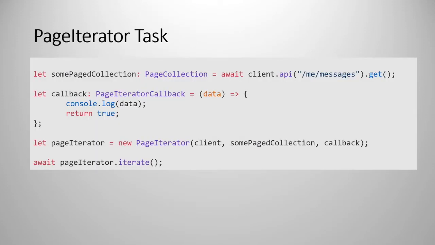It's a little easier to see it as a concrete example. APIs love creating these page collections where you return a set of things and then there's a next link.